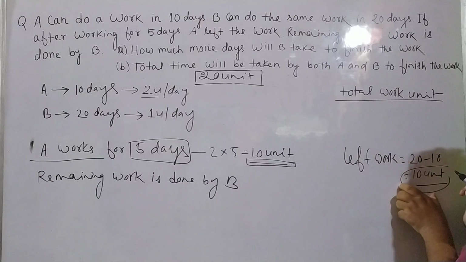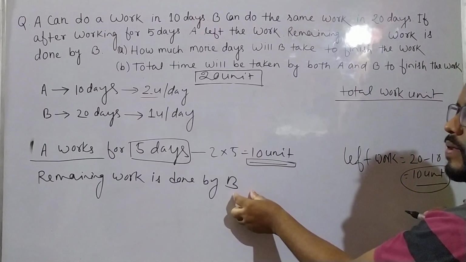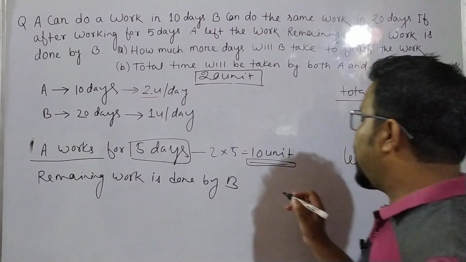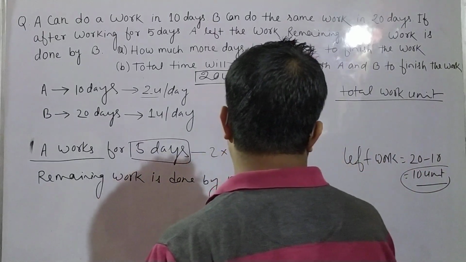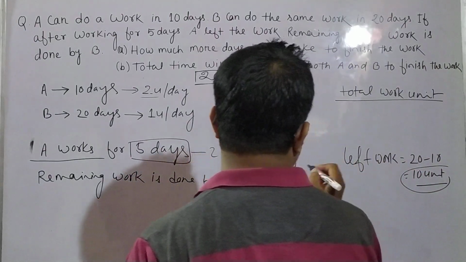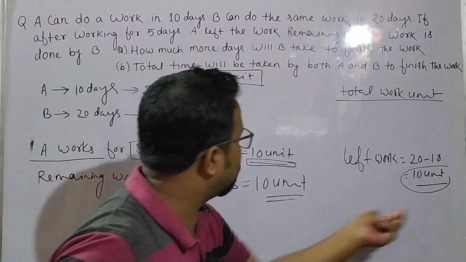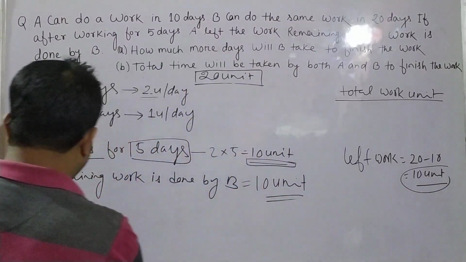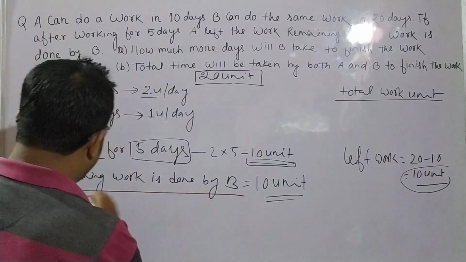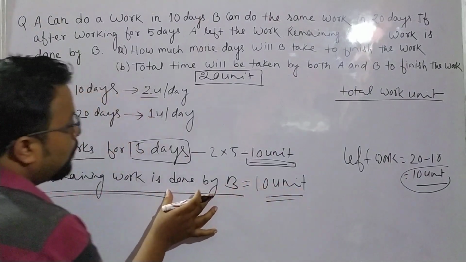This 10 unit will be done by whom? By B. The remaining work is done by B. That means this 10 unit will be done by B.